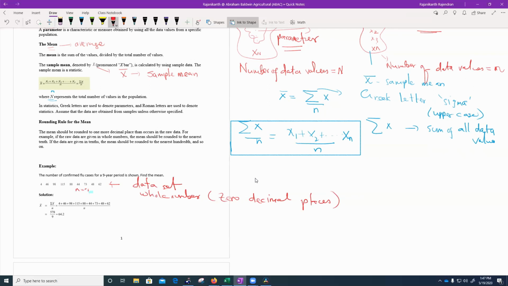So take your calculator, and this notation is an approximation, rounding up to 1 decimal place. Okay, so make sure that you are writing in 1 decimal place. So that is basically the sample mean x bar. Okay, good.